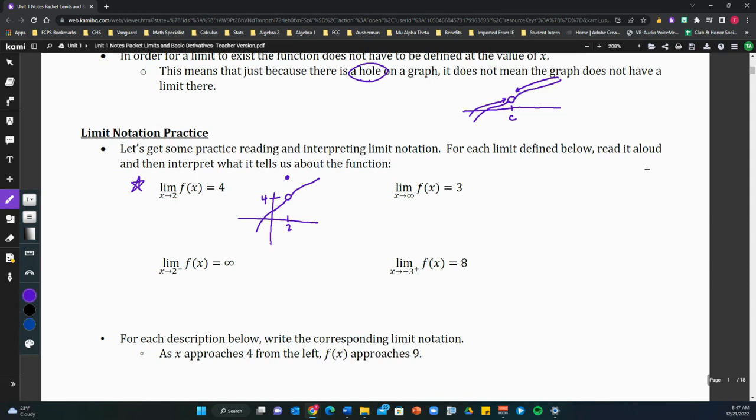So even in a case like this, where there's a weird extra point defined somewhere else, if you were just looking at a table of values as x gets really close to 2 from the left and right side, those y values are going to keep getting closer to 4. Even though it's defined somewhere else and we jump up to this point, that limit still exists.